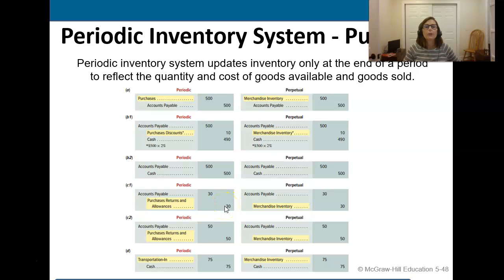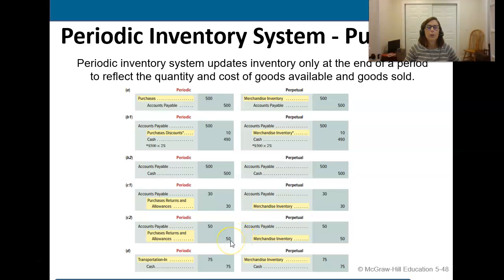And what did we do? Did we have an allowance for some items? These are the transactions that we reviewed on the other video, but I'm not going to flip back to them. But this is some sort of an allowance that we have. And so under the perpetual system, that's going to reduce merchandise inventory. Under the periodic system, it's going to go into purchase returns and allowances.